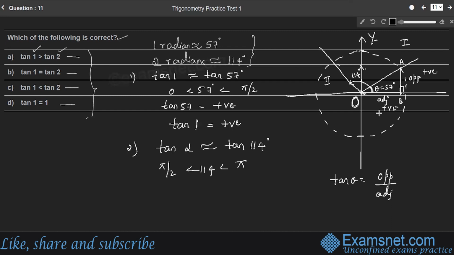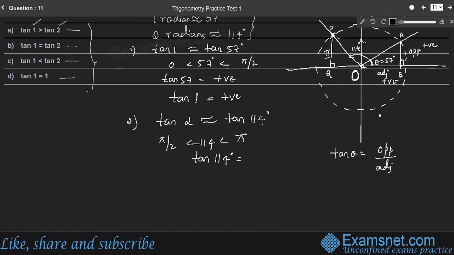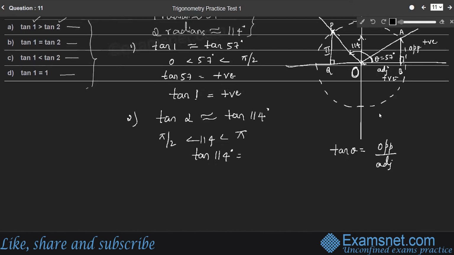So draw a line, right? When you measure the angle, draw a line which touches the circle. From that point, draw a perpendicular to the x-axis. So here is the perpendicular. Let PQ be the perpendicular. So while considering tan 114 degree, here the opposite side will be PQ, right? Because we have drawn the perpendicular from point P to the x-axis, it may be the positive x-axis or the negative x-axis. It depends on the angle, right? Here the angle is 114 degree in the second quadrant. Therefore, we are drawing the perpendicular to the negative x-axis, right?